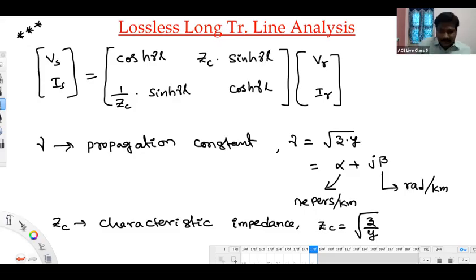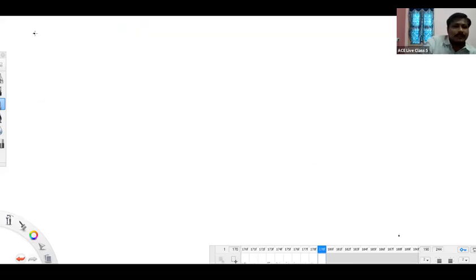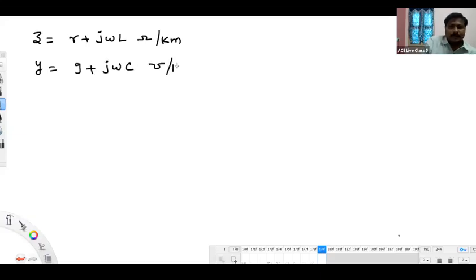Okay, so let's continue with ZC a little bit. We have not discussed many things about ZC in the previous class on long transmission line. First of all, what are small z and small y? Z is the per kilometer series impedance, R plus j omega L ohm per kilometer. Y is the per kilometer shunt admittance, G plus j omega C mho per kilometer.